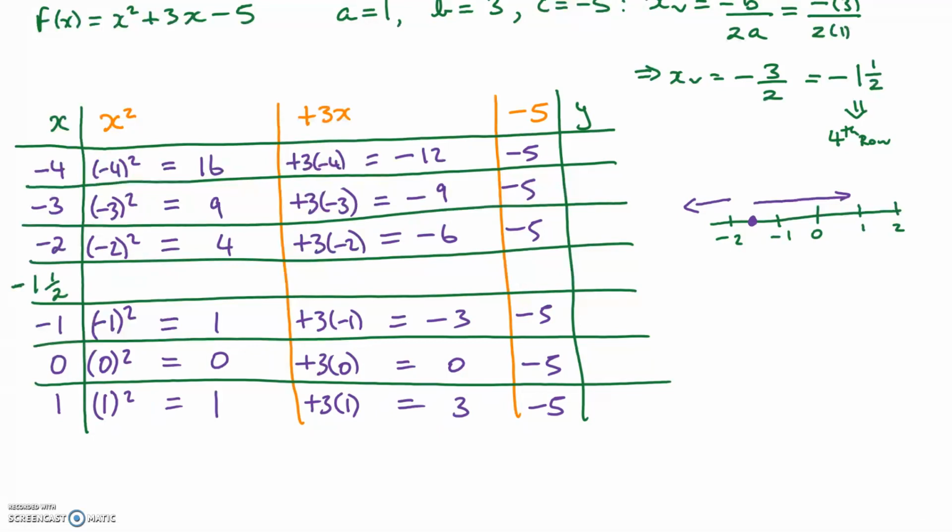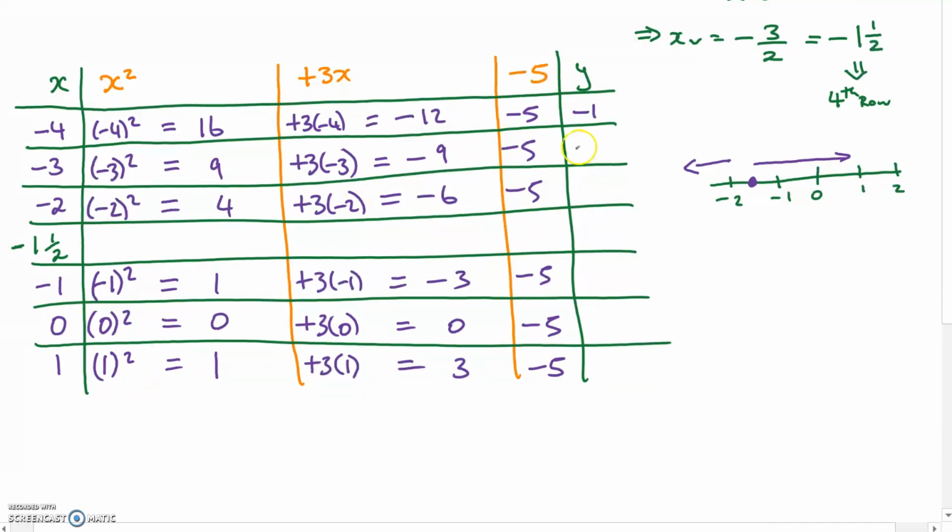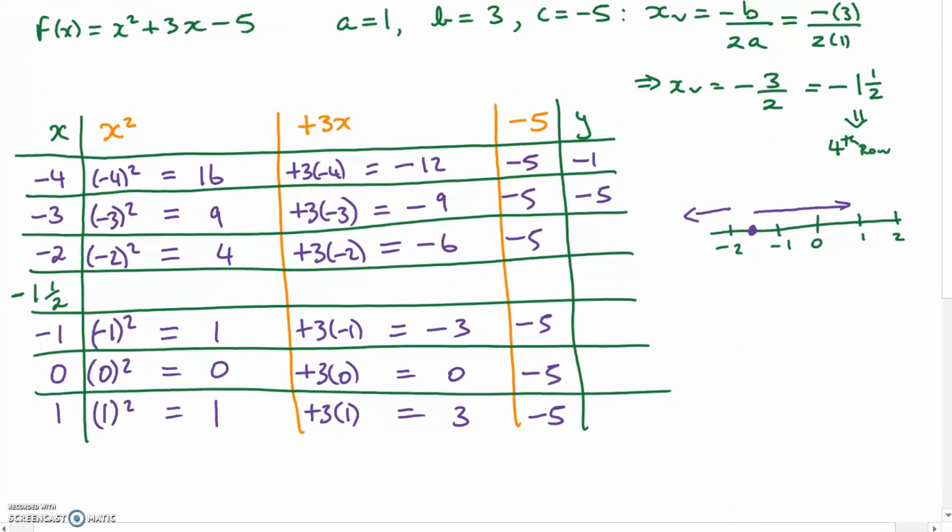So if we look at the top line, we have 16 take away 12 is 4, take away 5 is negative 1. 9 take away 9 is 0, take away 5 is negative 5. 4 and negative 6 is negative 2, and negative 2 and negative 5 is negative 7. Skip the middle one and then go back over here. 1, negative 3, negative 5. Negative 3 and negative 5 is negative 8. Negative 8 plus 1 is negative 7. 0 and negative 5 is negative 5. 1 and 3 is 4, take away 5 is negative 1.